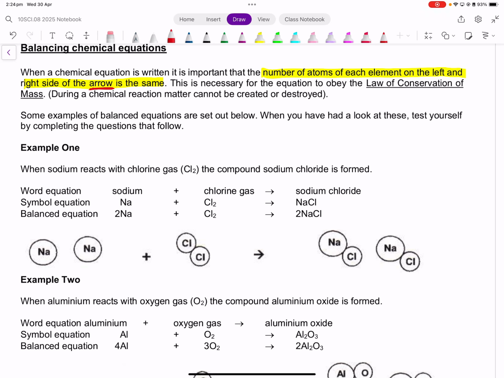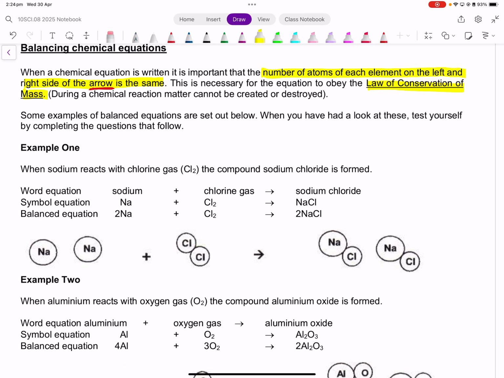We need the same on the left and the right in order to satisfy this thing known as the law of conservation of mass. We can't create things and we can't destroy things. It's like when your test is right in front of you, I bet you wish you could just create the answers, or I bet you wish you could just destroy the paper and it goes missing and it's never found ever again. Unfortunately, we can't do that. We can only bring along new things.